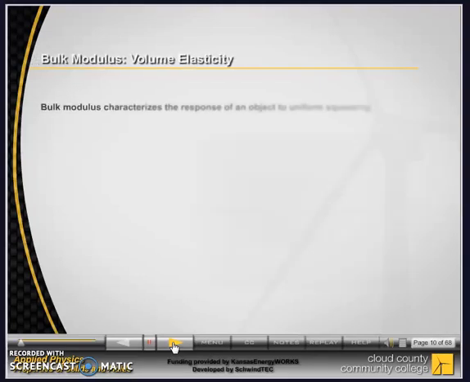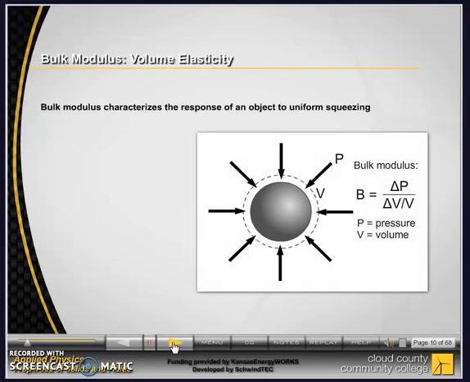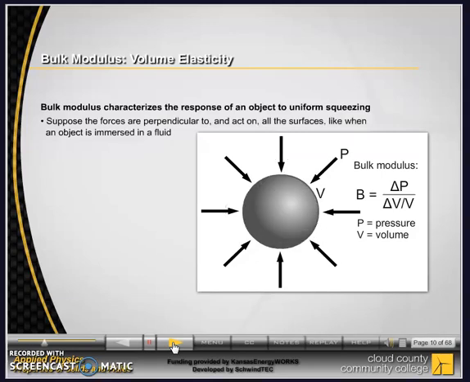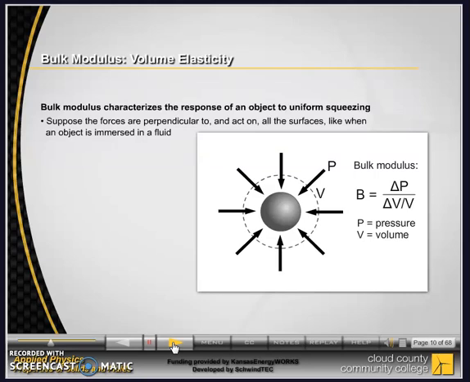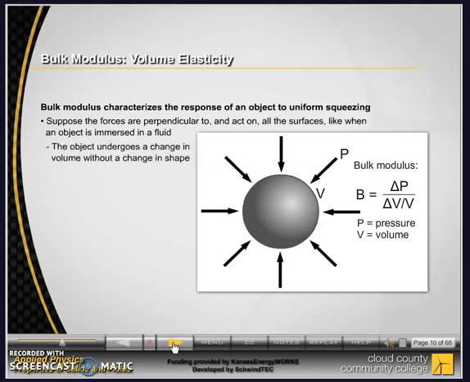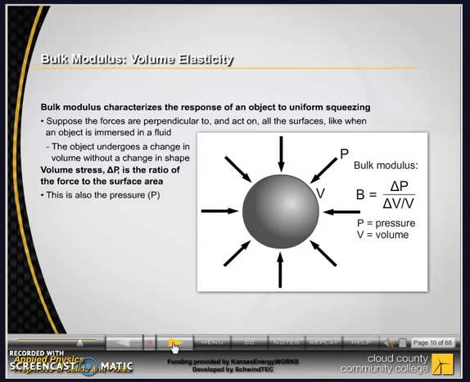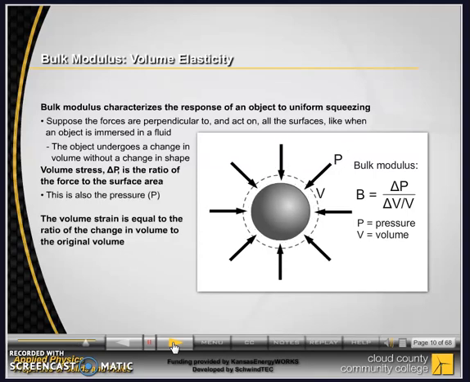Bulk modulus characterizes the response of an object to uniform squeezing. Suppose the forces are perpendicular to and act on all the surfaces, like when an object is immersed in a fluid. The object undergoes a change in volume without a change in shape. Volume stress is the ratio of the force to the surface area. This is also the pressure. The volume strain is equal to the ratio of the change in volume to the original volume.